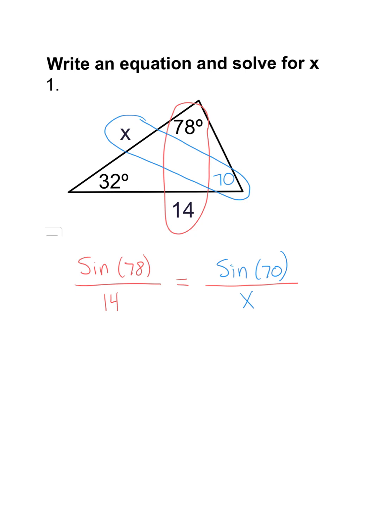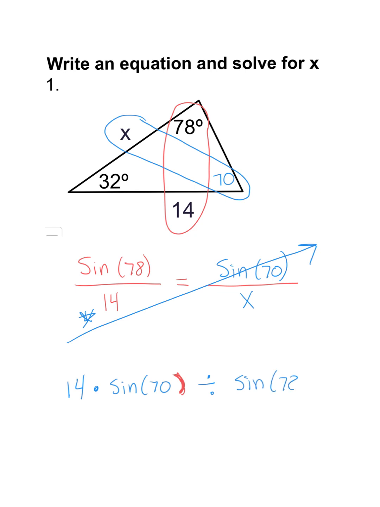That's how you set it up. Now we're ready to cross multiply. We always start with the number here. So we take 14 and we go across. 14 times the sine of 70. Make sure you end that parentheses or hit enter before you divide it by this. So then we would divide it by the sine of 78. So again, that is what we punch into our calculator when we cross multiply.